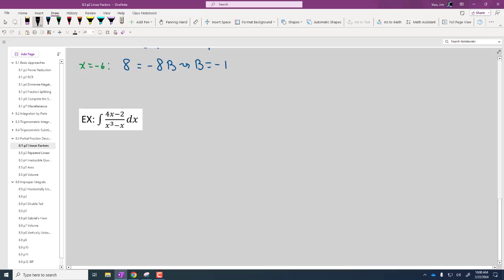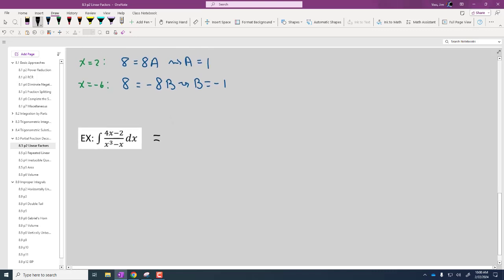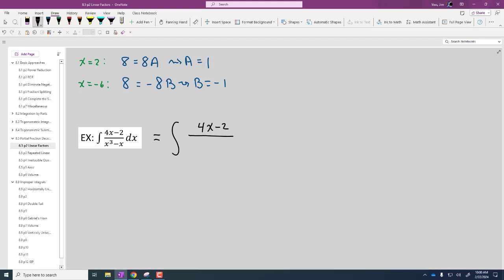All right, let's take a look at this one. Here, the first step is that we want to factor the denominator. It's pretty easy to factor this denominator. We just factor out the power of the x first, the GCF, greatest common factor. So we end up with that.